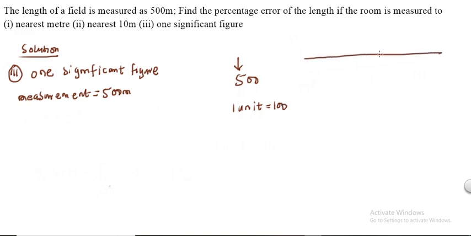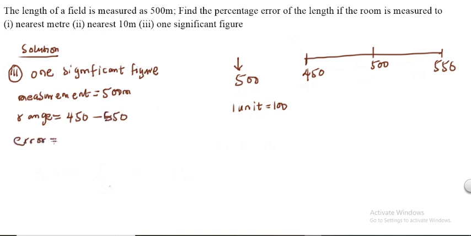So if we have a number line and 500 is at the middle, we spread 100 across 500. If half of it were to go to the negative side of 500, the number here would be 450. If half of it was to go to the positive side, the number here would be 550. So the range of values for the measurements, if we're measuring to one significant figure, would be 450 to 550. And then our error from all of this is simply plus minus 50.